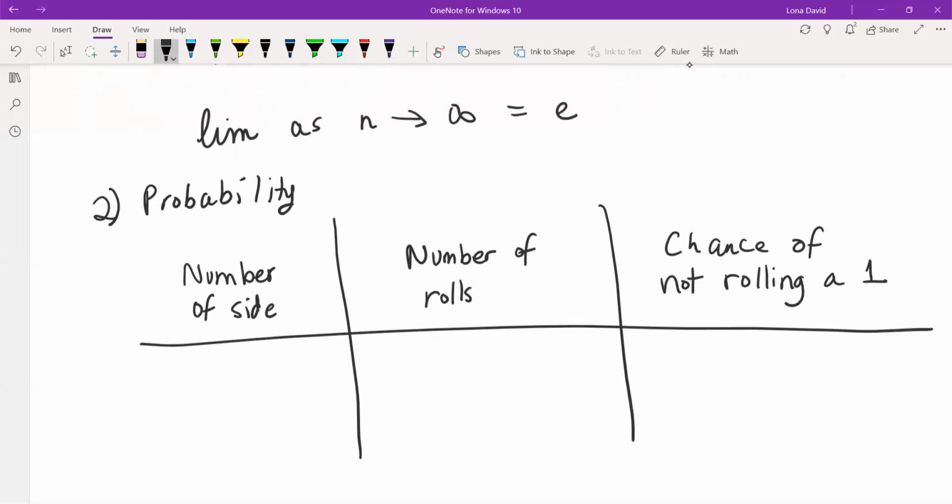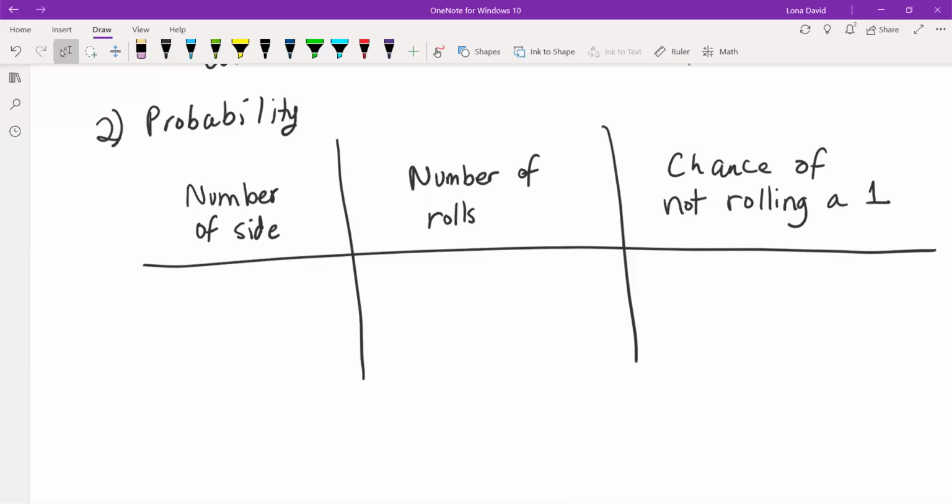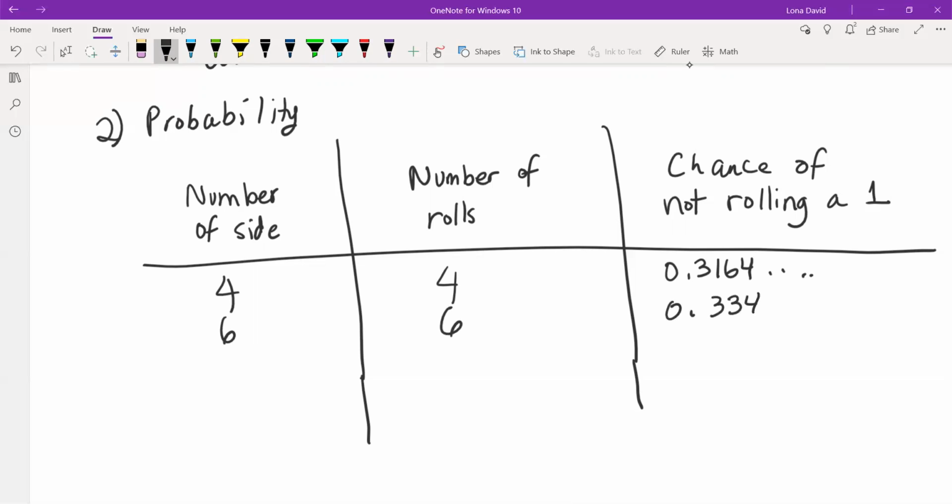Okay, and I'm just going to use a few little numbers. So you put in a 4-sided die, you roll it 4 times. The chance of not rolling a 1, and I'm just copying this off of some information that I got, okay, is going to be 0.3164, let's say, and some more digits may go on forever. All right, and then 6, it's going to be 0.3349, and so on and so on.